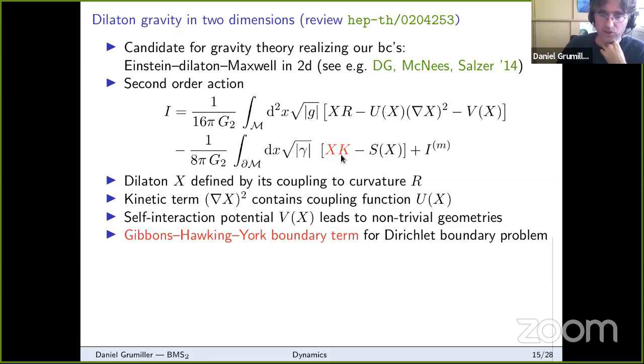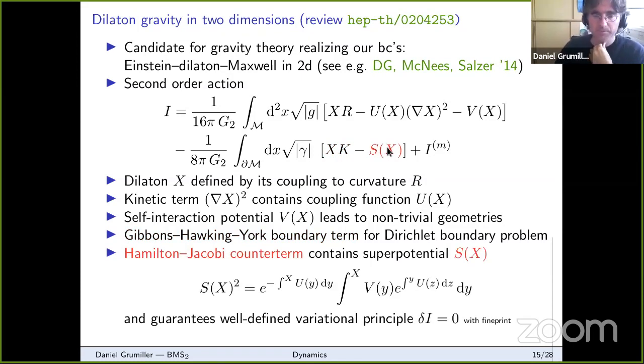So extrinsic curvature, and like the bulk term, it's multiplied by the dilaton. This guarantees a Dirichlet boundary value problem for the metric, but then you also need a holographic counterterm to get a well-defined variational principle. And that holographic counterterm is the superpotential. It's some bizarre looking combination of the original potentials U and V. And there's some fine print that I didn't intend to go into unless someone asks me about this. Daniel? Yes.